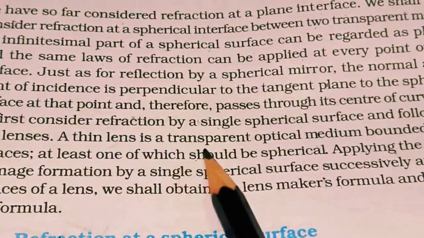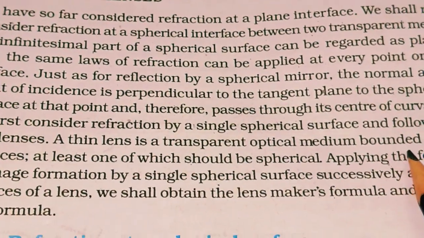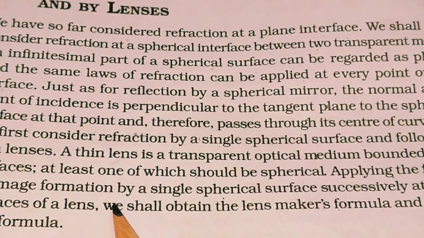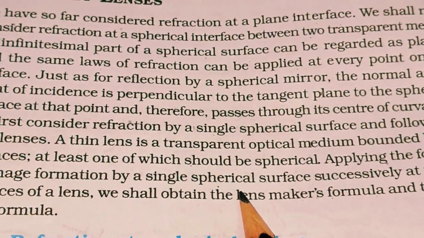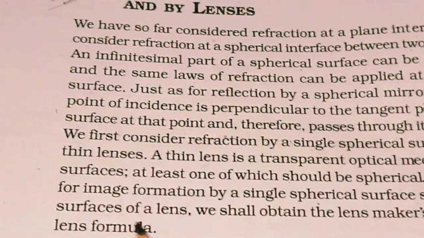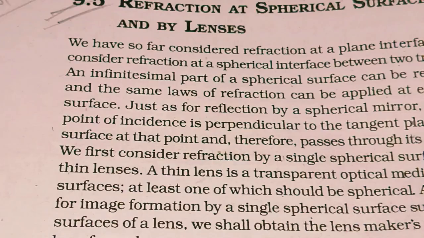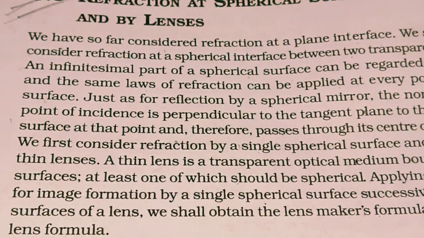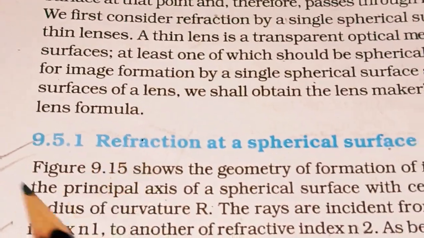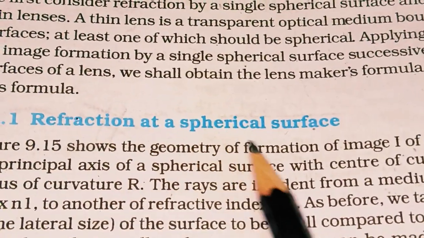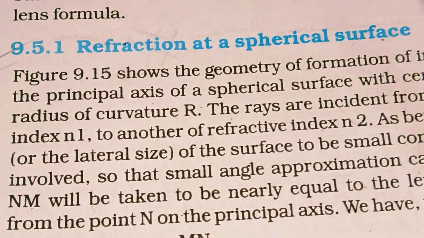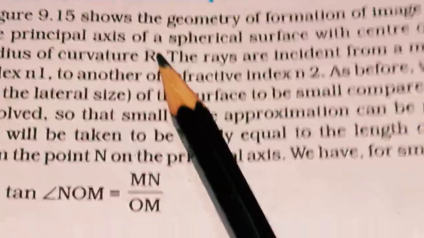A thin lens is a transparent optical medium bounded by two spherical surfaces. We will consider image formation by a single spherical surface successively at the two surfaces of a lens. We shall obtain the lens maker's formula and then the lens formula. Now, refraction at a spherical surface.